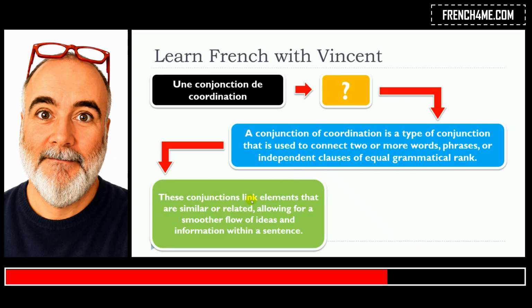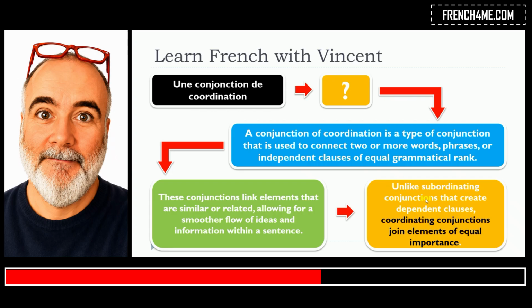These conjunctions link elements that are similar or related, allowing for a smoother flow of ideas and information within a sentence. So by using the conjunction, it will make your ideas go smoother. It will be more clear. It will make your sentence breathe.